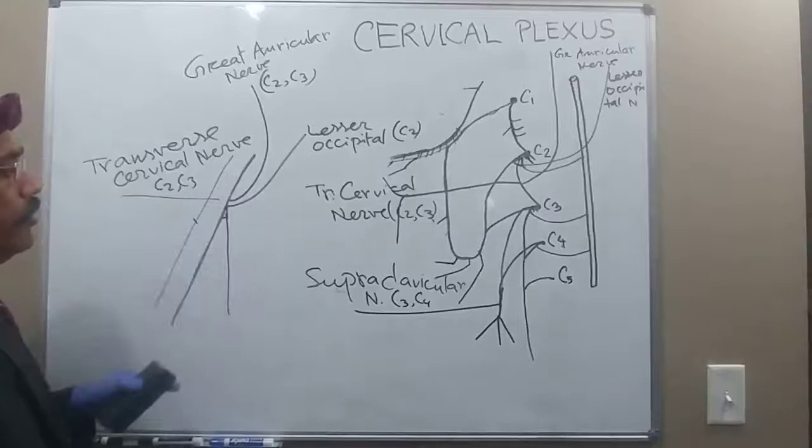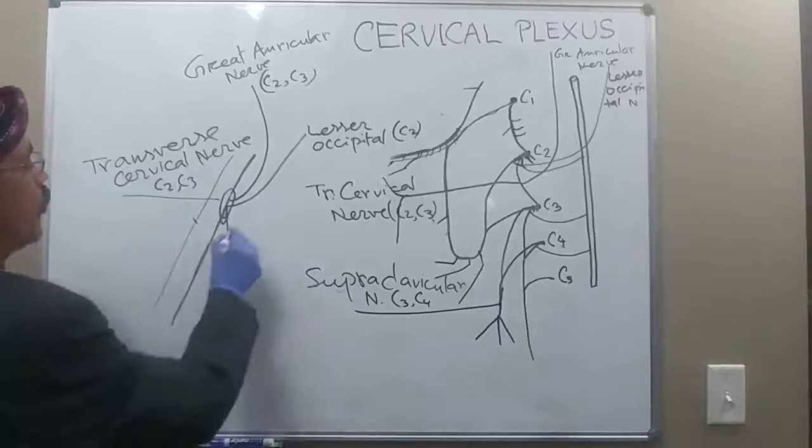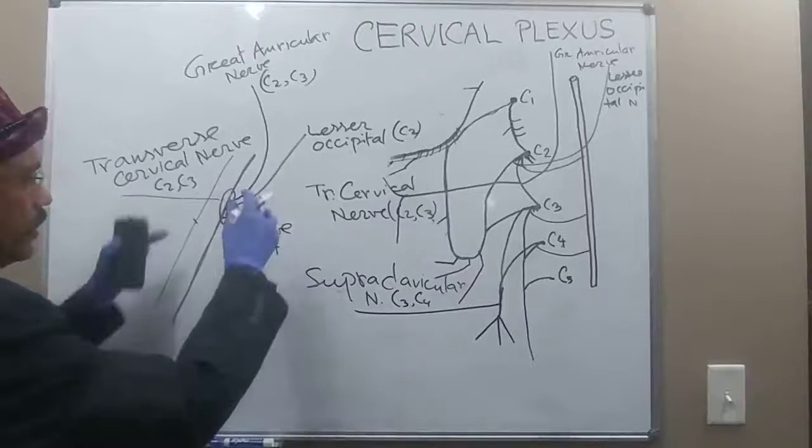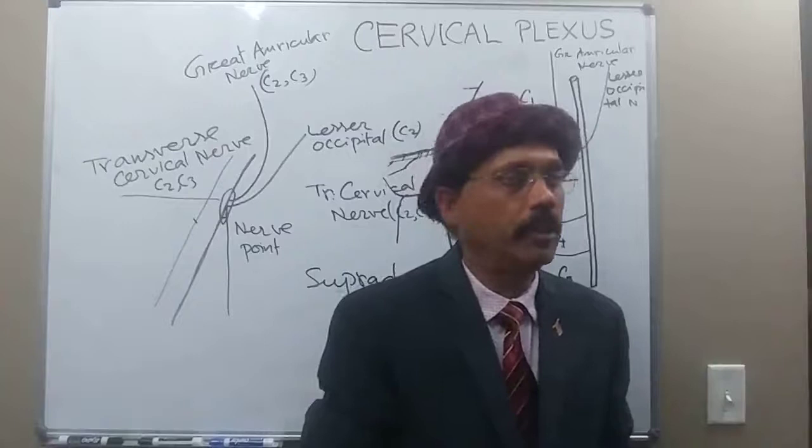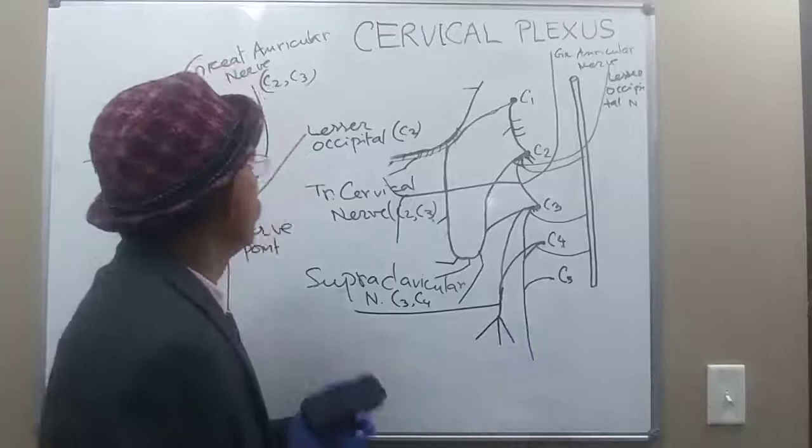So this area is called the nerve point. Okay, so they come very close together. So for any type of surgery in the neck, we may put some local anesthesia there with some caution, certainly, because we have also another nerve very close, that is the phrenic nerve. We'll go there. So these are the cutaneous nerves.